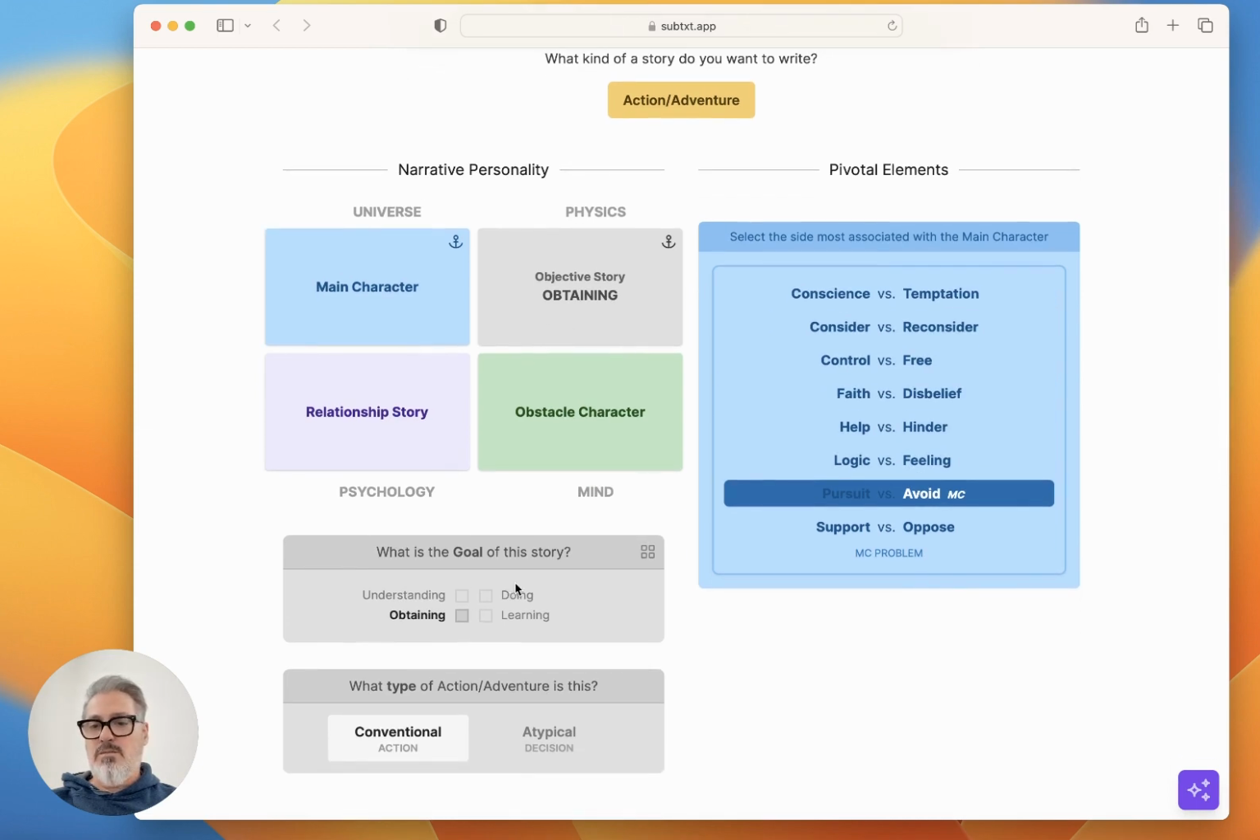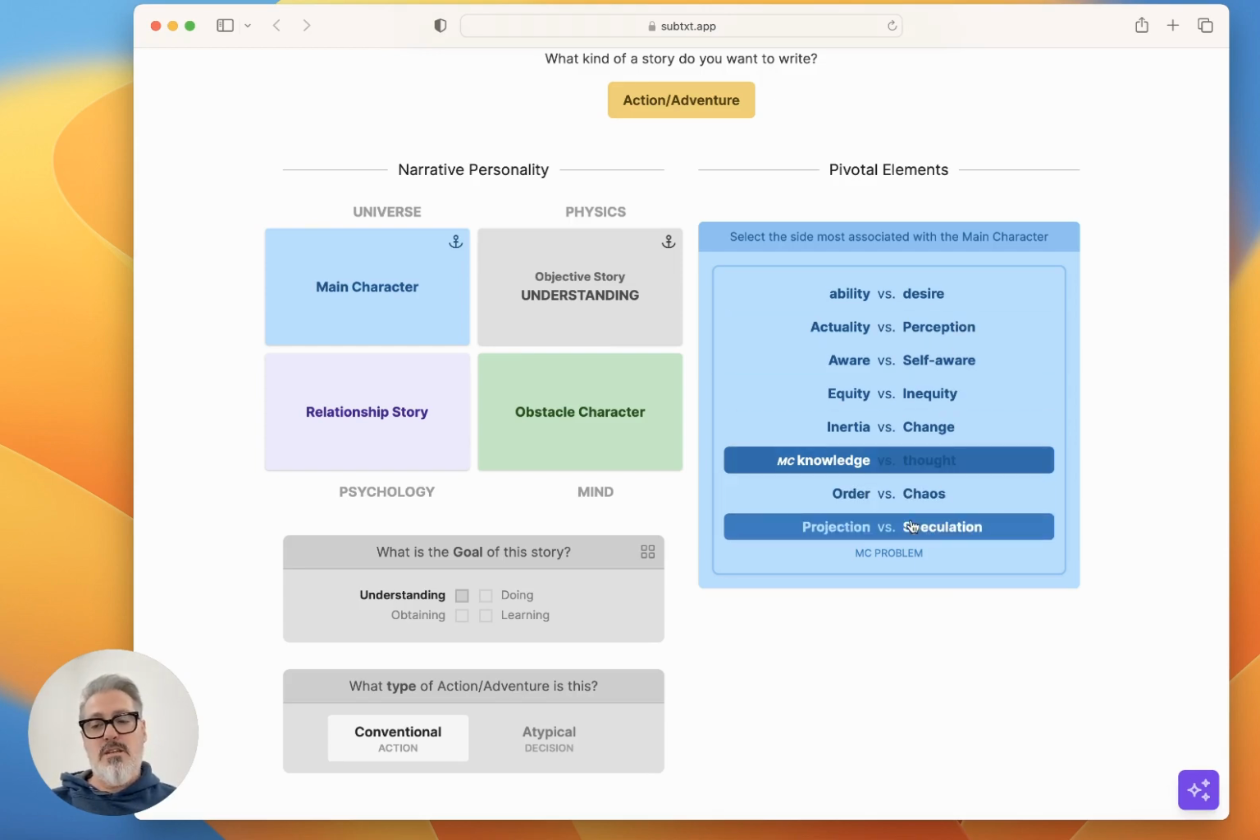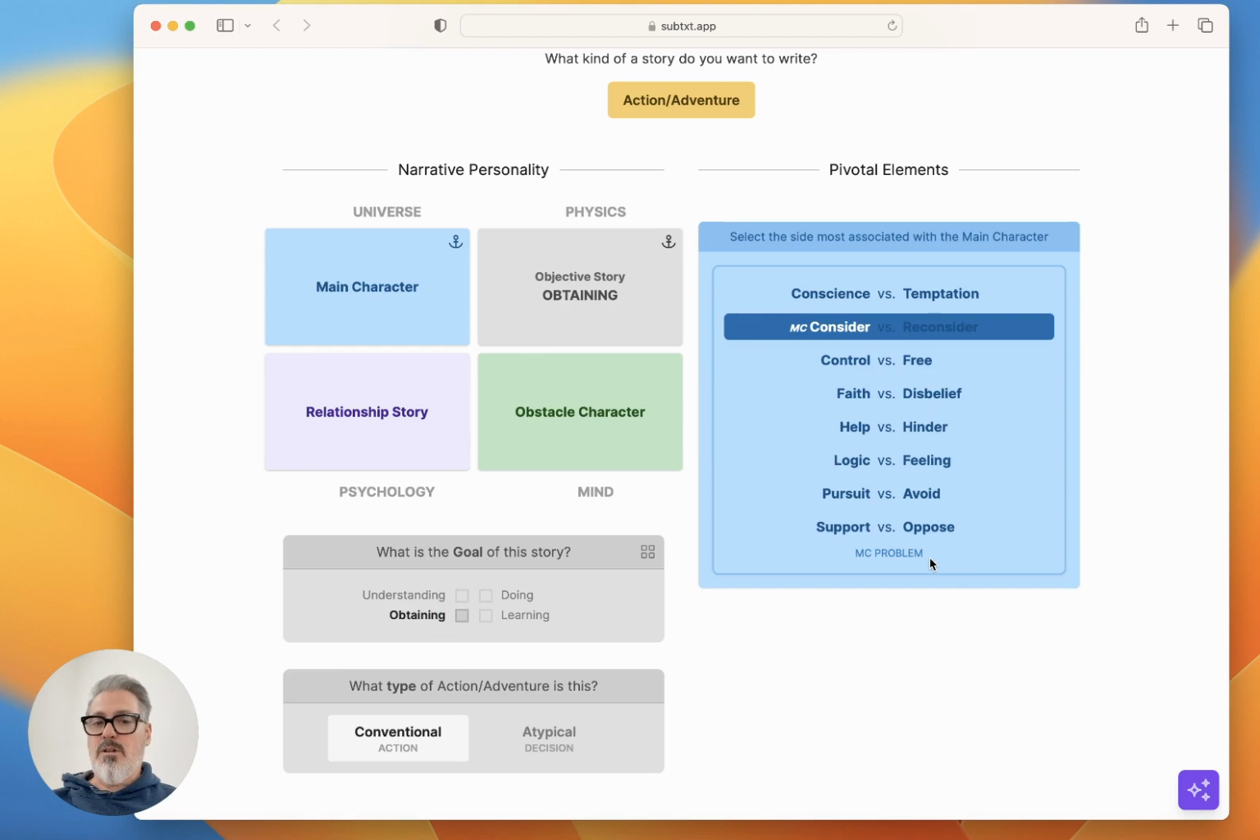If you look at this first choice here, what is the goal of the story? You'll notice this says obtaining and this up here says obtaining. They're saying the same thing. If I change the goal of the story, like it's not about getting something, but instead about understanding something, well, now I get a completely different set of narrative elements here, different set of pivotal elements. Because these motivations are what create problems that can only be resolved through understanding. Same thing if I went back to obtaining, these are the kind of problems that are only resolved through obtaining. They're connected together. And so those are those first two families.